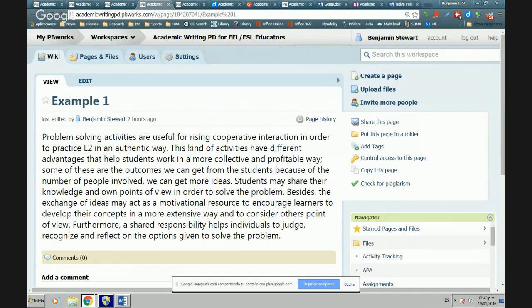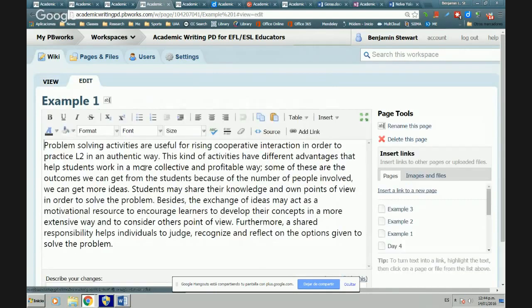Okay. It's kind of really different. Some of these are the outcomes we get from the students because of the number of people involved. We get more, okay, look at this. Yes, I typically, it is a type of run-on sentence, but I give it a different classification. I call it just a comma splice. For me, a run-on sentence would be this. Let me get it. This for me would be an example of, let's see, where is it? Well, here.